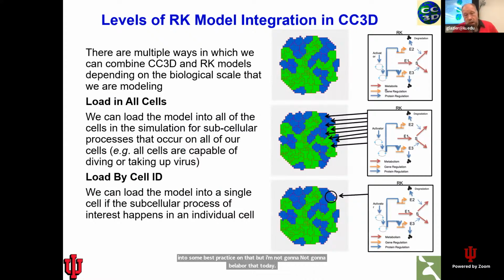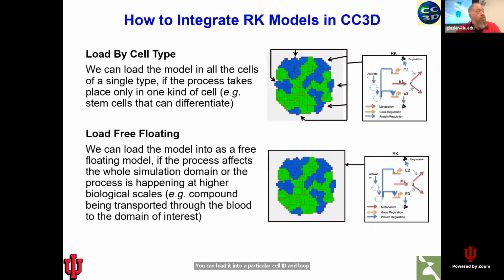There are a variety of options in loading the model. Again, you can load a global model. You can tell CompuCell to load the same model into all cells. You can load it into all cells of a given type. You can load it into a particular cell ID and loop over the cells to do that one at a time. Those are all possibilities. So it's up to you to decide how you want to do the loads.